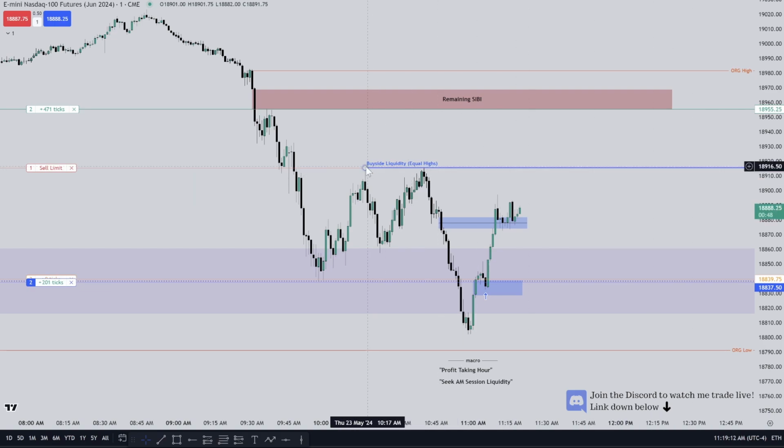Now, if we clear the buy side, my stop loss will be moved just underneath this fair value gap here, assuming we clear the buy side.